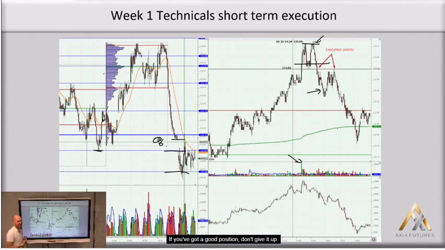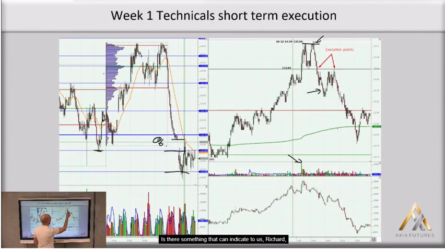If you've got a good position, don't give it up. Definitely don't give it up for the same price you got in at. Like if you thought it was a good sell, why in the world do you now think it's a buy when it goes back to that point? It's never a buy, which is what you're doing. If you stop out there, you're buying. There's no reason to do it.